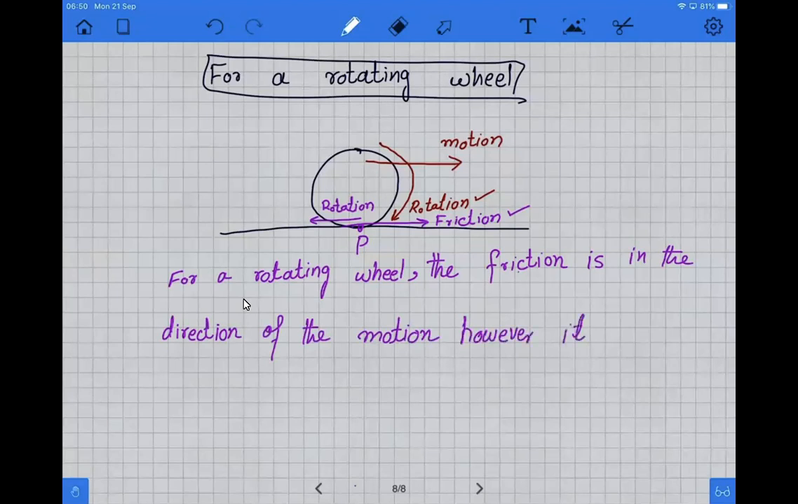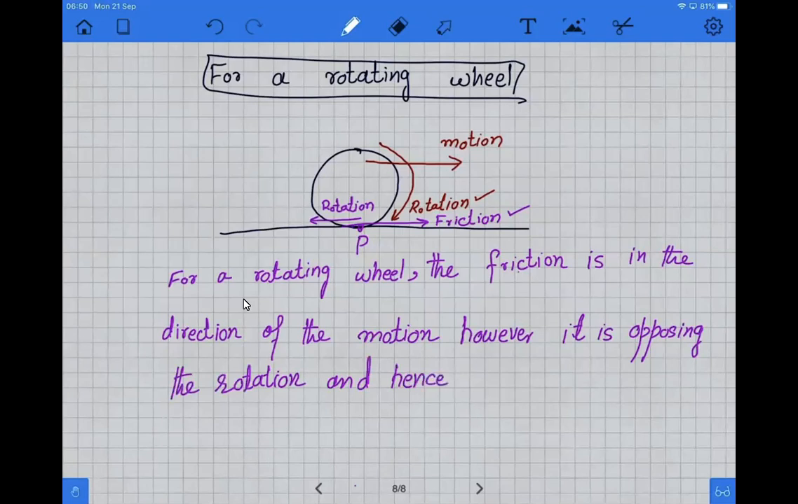However, it is opposing the rotation and hence motion. So when a wheel is rotating, the friction, instead of being against the motion, goes in the direction of motion, yet its net effect is against the motion, it is opposing the motion.